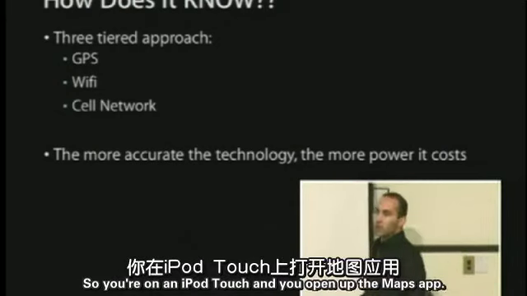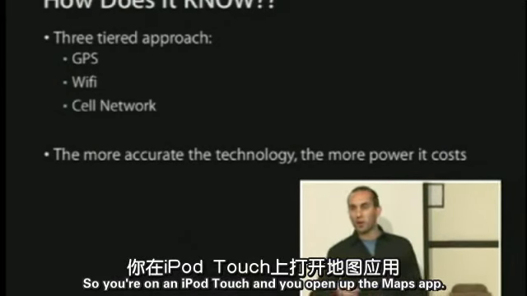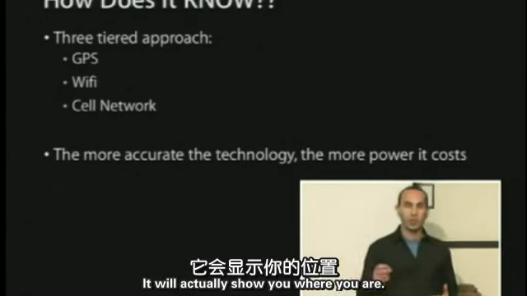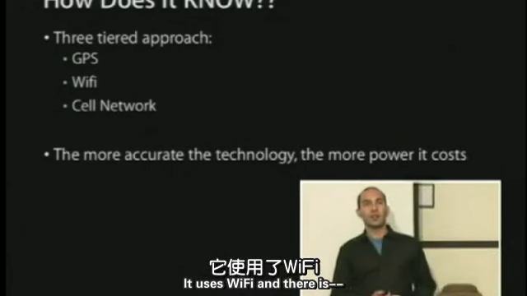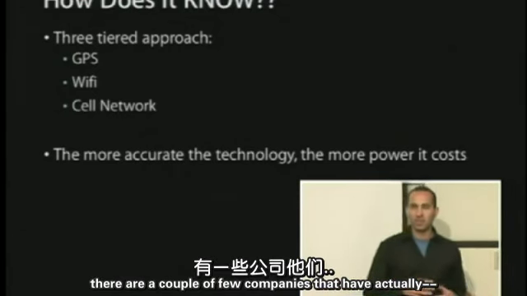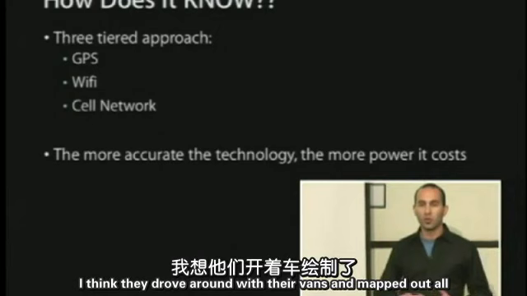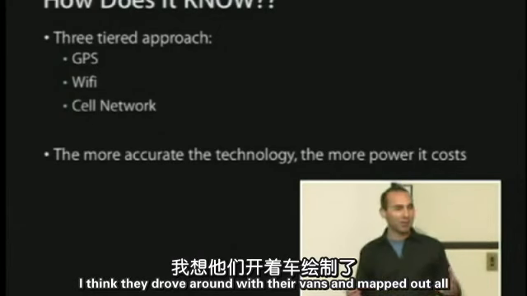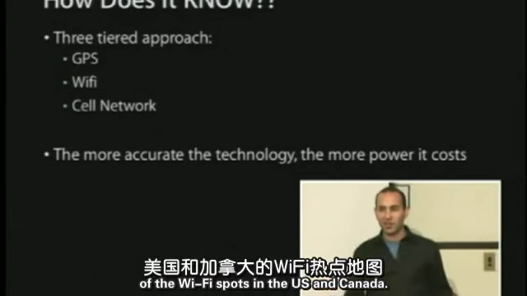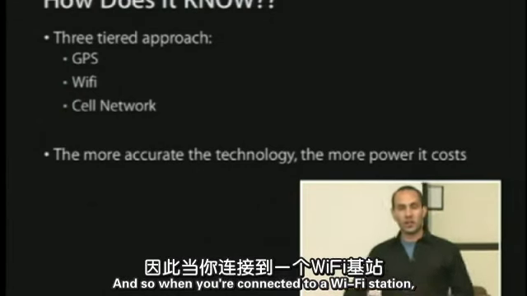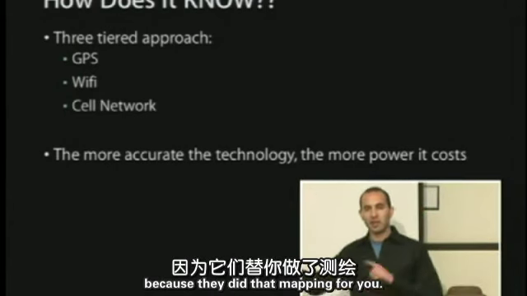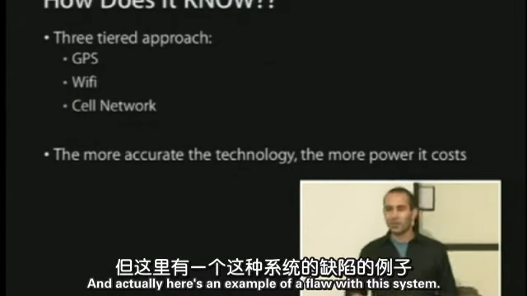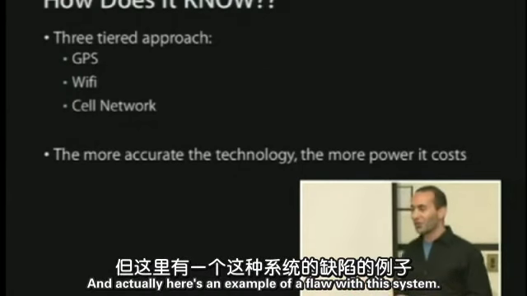But what happens if you don't have GPS? So you're on an iPod Touch, and you open up the Maps app. It will actually show you where you are. How does it know? It uses Wi-Fi, and there are a few companies that have actually, I don't know how they did it, I think they drove around with their vans and mapped out all of the Wi-Fi spots in like the U.S. and Canada, and so when you're connected to a Wi-Fi station, it actually knows where you are because they did that mapping for you.